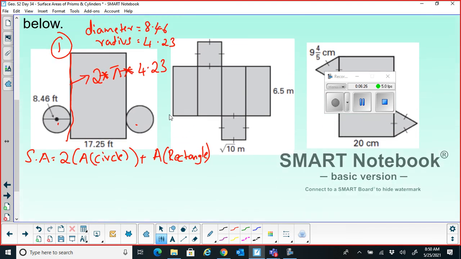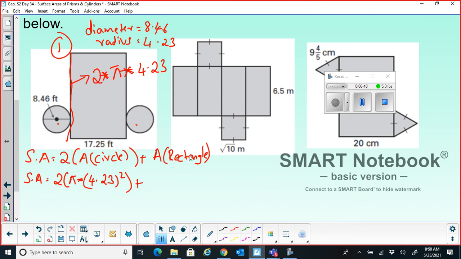Area of circle in this case is pi r square, so 2 times pi r square. And I have the radius, which is 4.23. So 2 times pi times 4.23 square. Okay, this is what I'll substitute in the calculator.